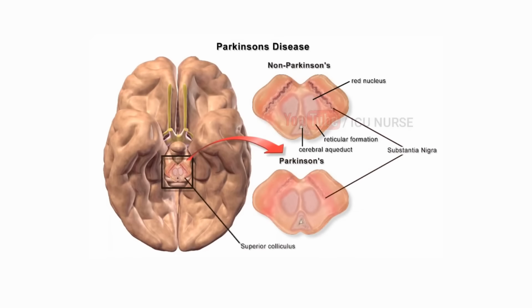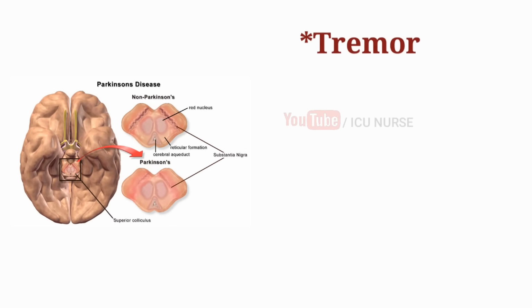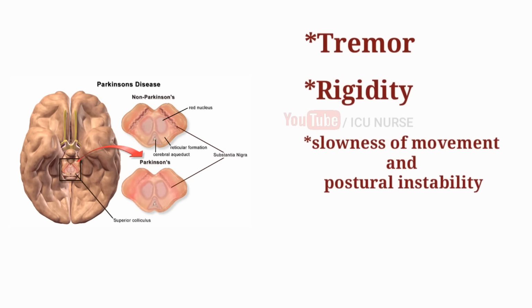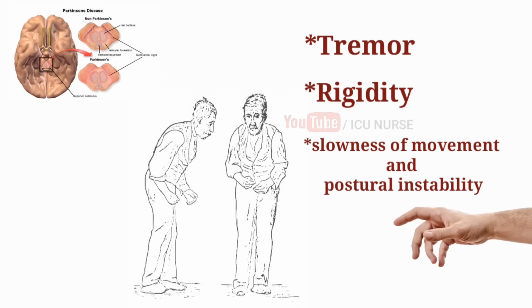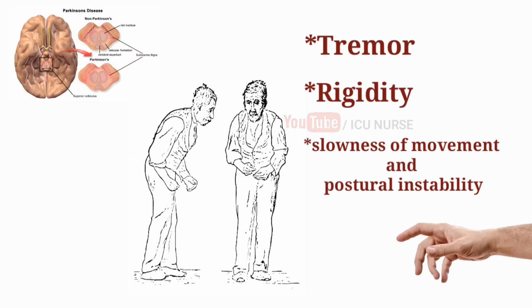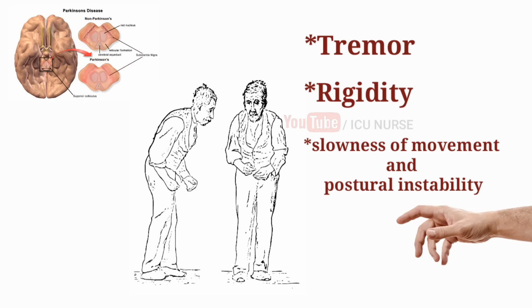The four characteristic symptoms of Parkinson's disease are tremor, rigidity, slowness of movement and postural instability. Tremor is generally most apparent at rest or when the patient is stressed or improves with deliberate movement.